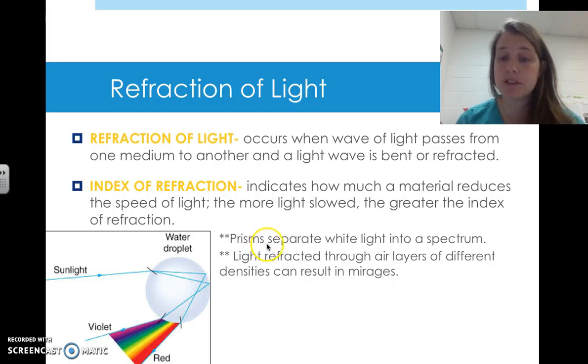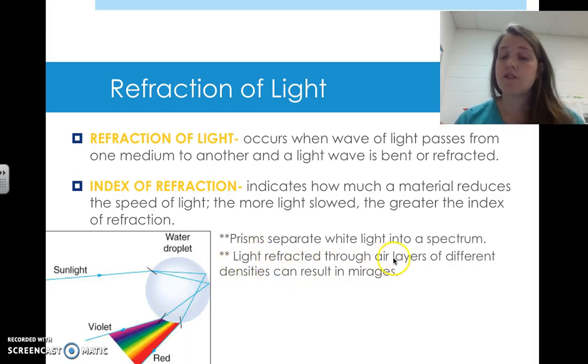When we're looking at prisms, like those little triangle prisms we worked with, prisms bend the light, and while they're bending it, they're separating the wavelengths into different categories, allowing us to then see a rainbow as it comes out.